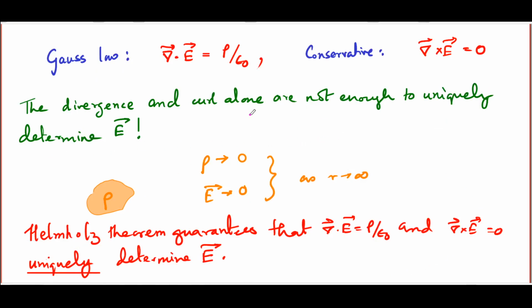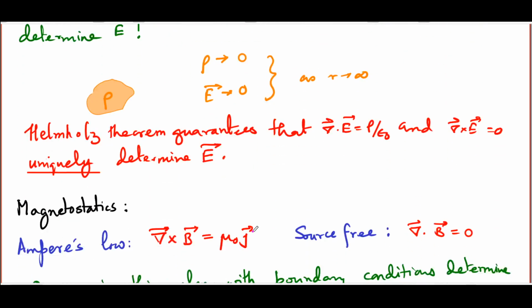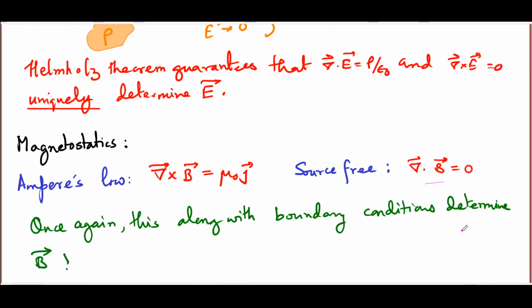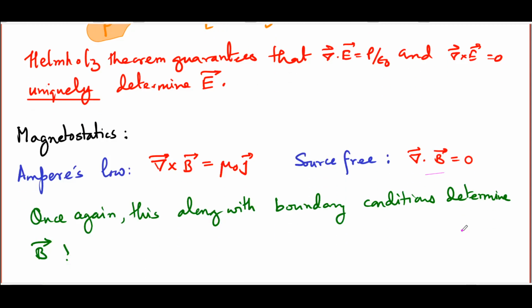A very similar situation also occurs in magnetostatics, where Ampere's law, the law which governs how currents produce magnetic fields, tells us the curl of the magnetic field. And as we have said before, the divergence of a magnetic field is zero everywhere. So once again, the curl and the divergence of the magnetic field is specified once the current density is known everywhere.